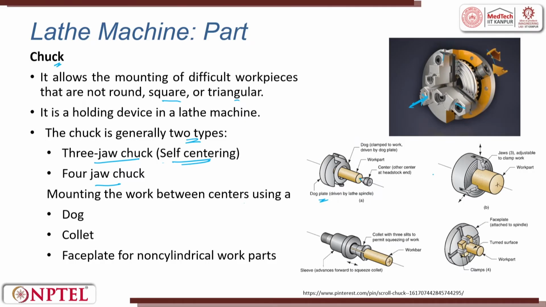The next one is a 3 jaw chuck, wherein self-centering is done. You can also have a collet with three slits, which is also used to mount the workpiece. So, this is dog, this is collet. When you try to expand the collet, you can push it from one side. It will have a reverse taper, so it will try to hold the workpiece. Then you can have a face plate for non-cylindrical parts.